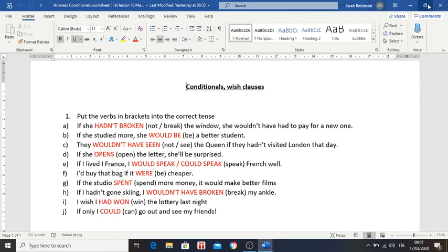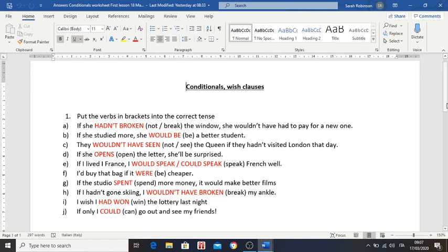G, a second conditional. H, a third conditional, speaking about a past situation of going skiing. And here I also included a couple of sentences with I wish and if only. This was explained in the previous video that I posted last week. So here we're speaking about last night, a situation in the past, so you need to use the past perfect. I wish I had won the lottery last night.